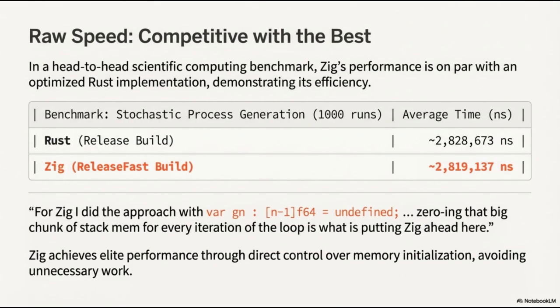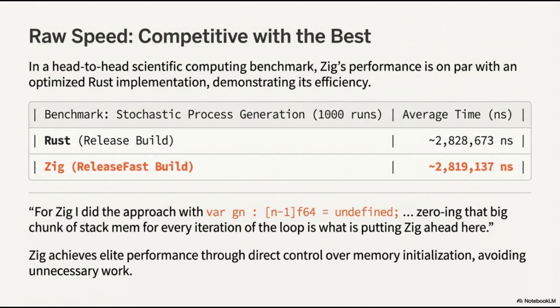Raw speed is where Zig truly shines, proving itself competitive with the most optimized languages. In this head-to-head scientific computing benchmark involving 1,000 runs of stochastic process generation, Zig's performance is on par with an optimized Rust implementation. While Rust's release build averaged approximately 2,828,673 nanoseconds, Zig's release fast build achieved a slightly better time of 2,819,137 nanoseconds.